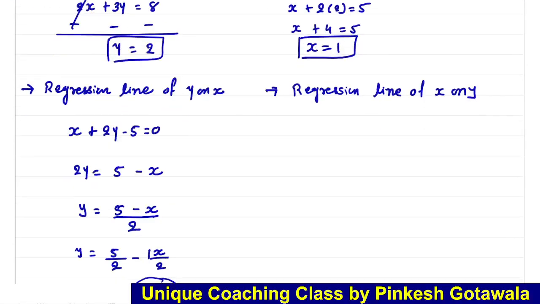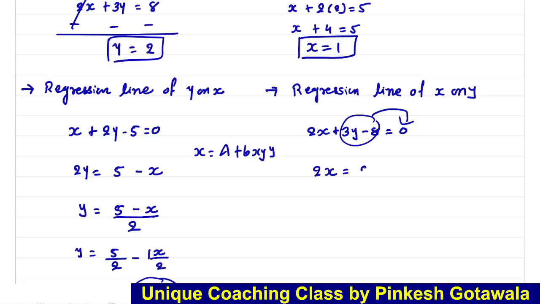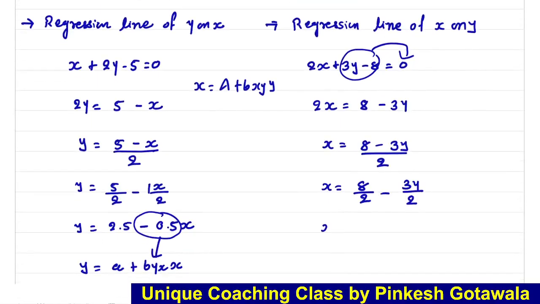2x plus 3y minus 8 is equal to 0. So in 2x plus 3y minus 8, here 3y and 8 both would go to the other side, because our base form is bxy times y. Okay, so only 2x remaining on this side, and on the other side 8 minus becomes plus, and 3y plus becomes minus. After that 2 would go to the other side. So if we separate, 8 divided by 2 and 3y divided by 2. So it is a 4 and it is a 1.5y.